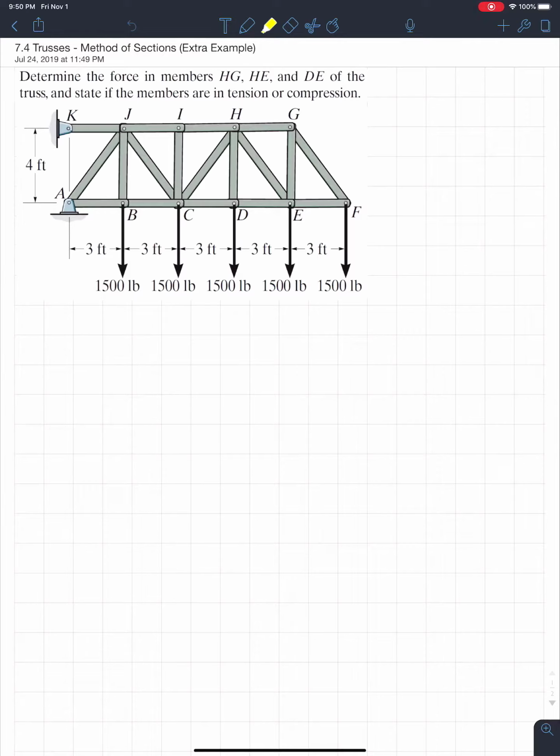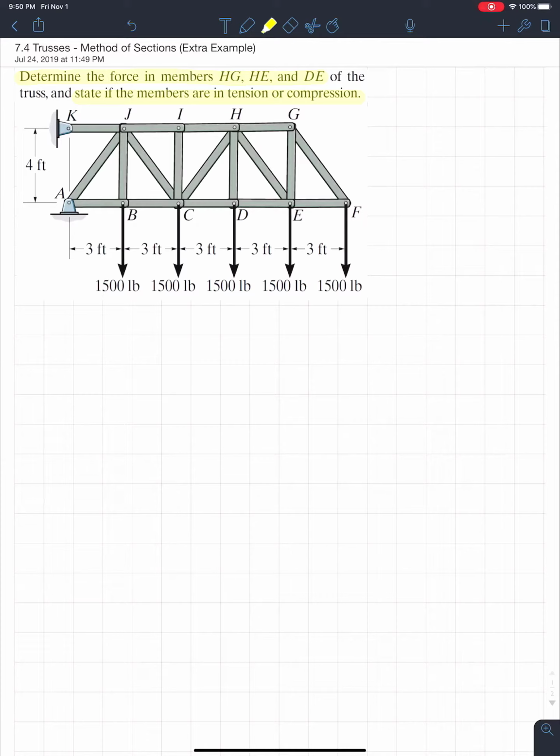Looking at this example, it wants us to determine the forces in members HG, HE, and DE of the truss, and then of course, state if the members are in tension or compression. So very straightforward, basically every question you've seen before. Let's pretend that this is a final situation and they can ask this exact sort of question. They're going to want you to determine the forces in some members.